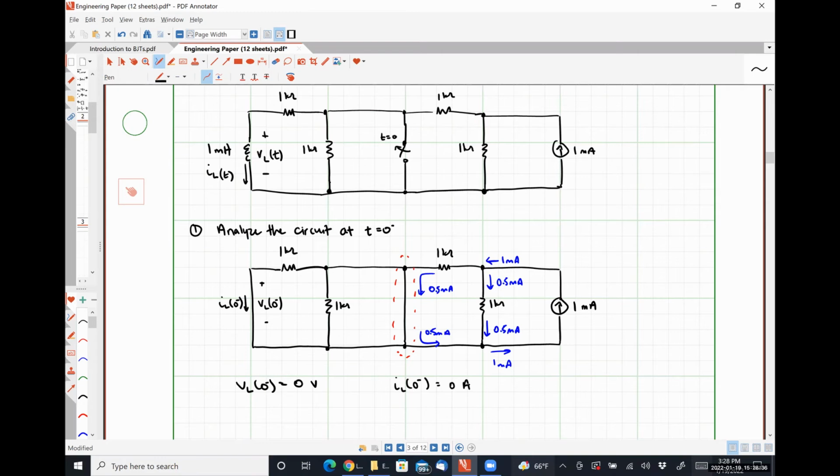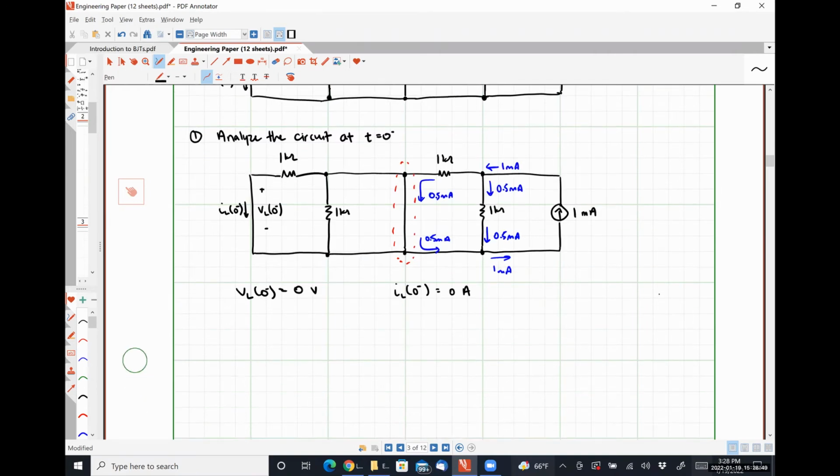So that's step one, analyze the circuit at t equals 0 minus. Anybody have any questions, comments, or concerns about our analysis at this particular point in time? Okay. Step two is going to be analyze the circuit at t equals 0 plus.